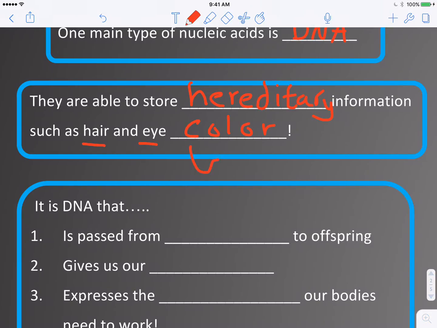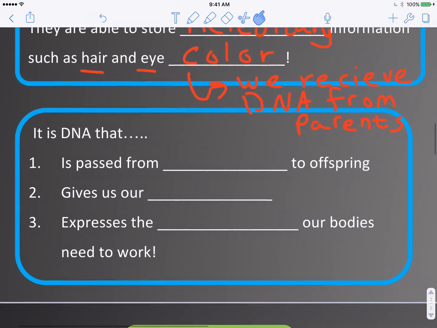It's because we receive DNA from parents. Okay? And remember, I'm writing this down, so you guys should be writing this down too. I know there's not a blank, but just put an arrow as I did and write it in.